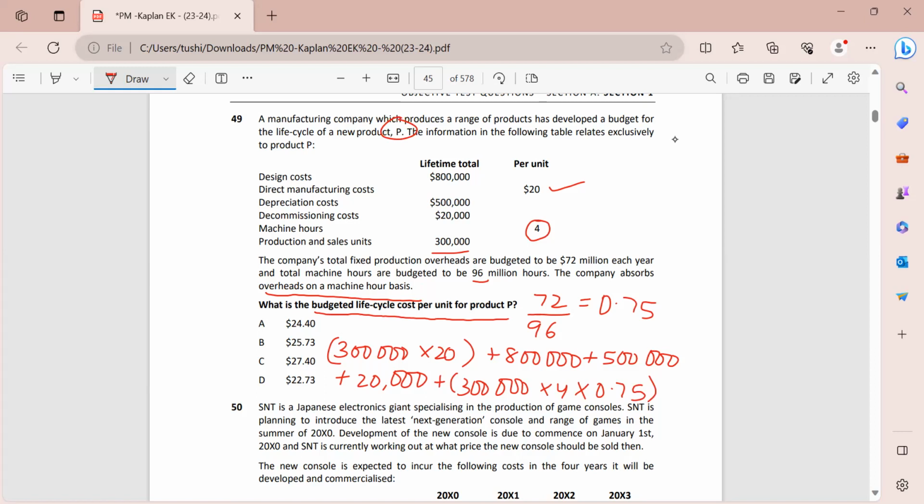And then we add all of these costs that I've mentioned together, and adding all of these together will give me a cost of 8,220,000. And if I divide this by the number of units, I will have the cost per unit. The number of units is given to be 300,000. So if I divide this, I get my answer as 27.4.